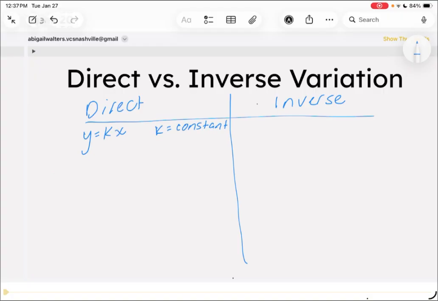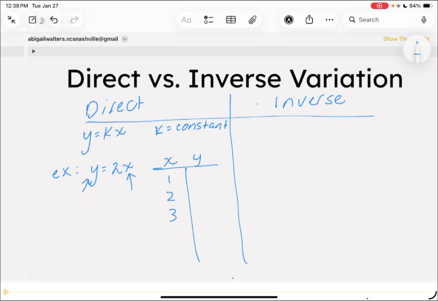So an example of this would be something like y equals 2x. So the reason we call this a direct variation, so as x increases or decreases, y is also going to do the same thing. So if I were to make a table of values for this, so x and y, so 1, 2, 3. So for x equals 1, y would be 2. For x equals 2, y would be 4, so on and so forth. So I can see that as my x's are increasing, so are my y's. Okay, they have a direct variation in their relationship.